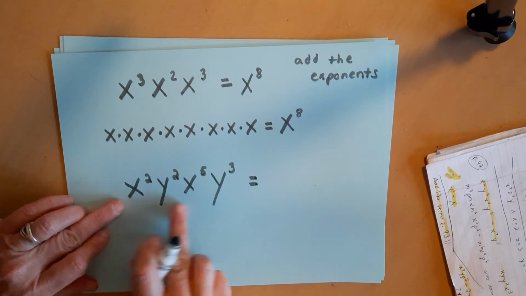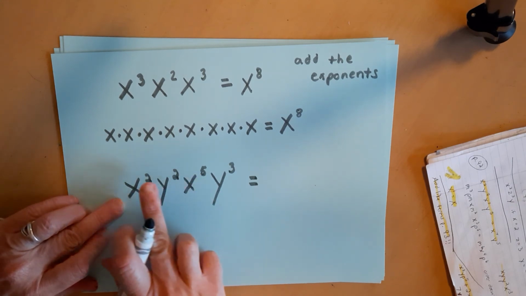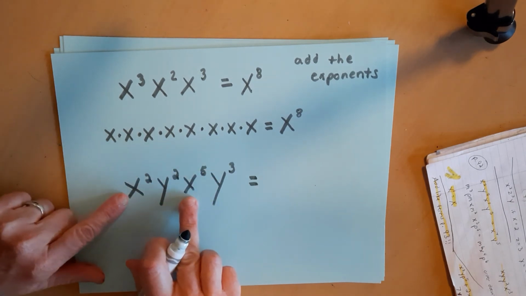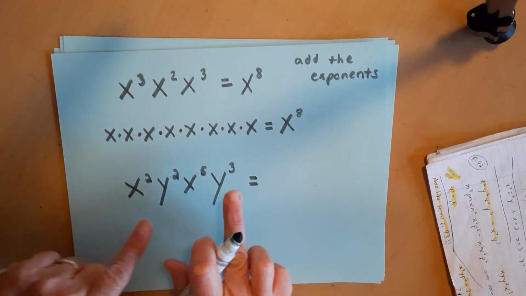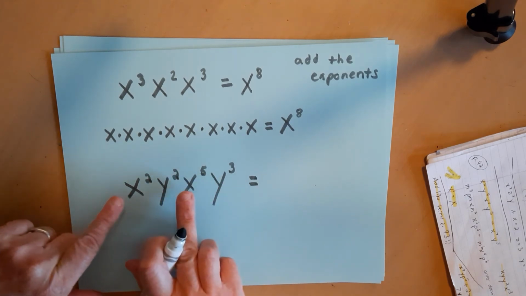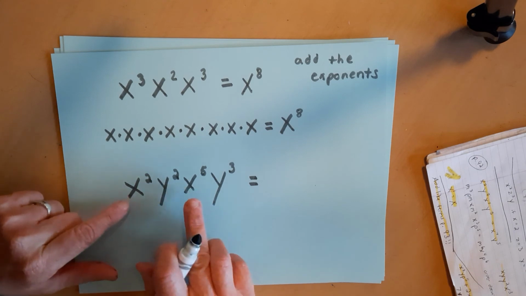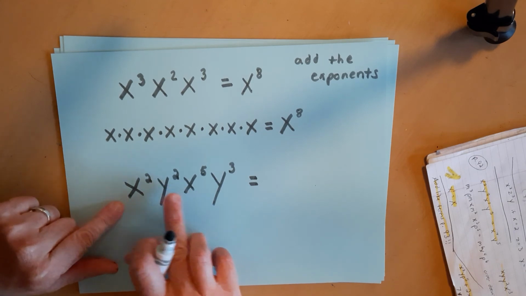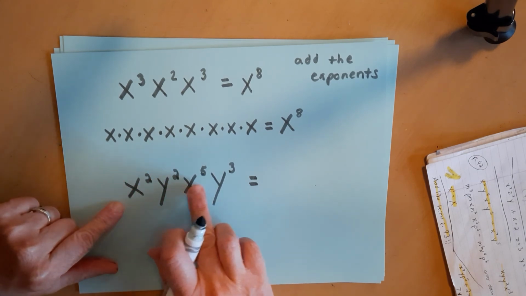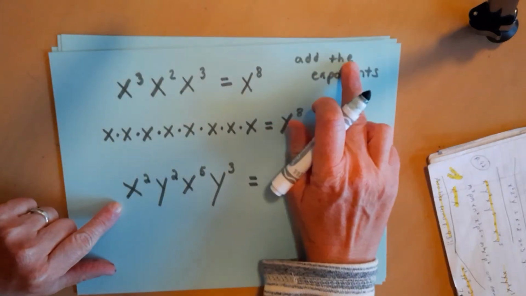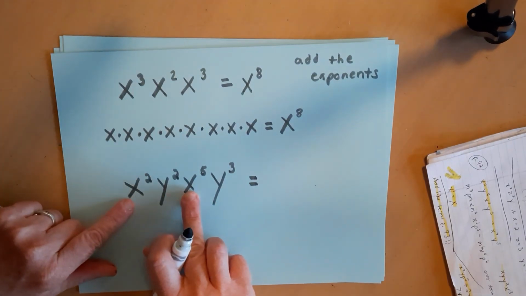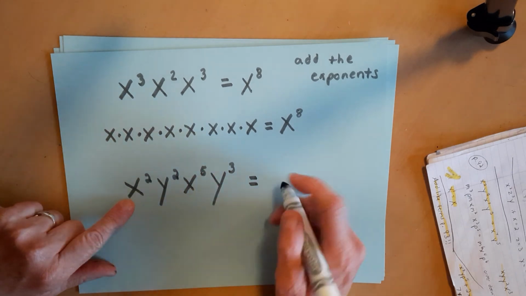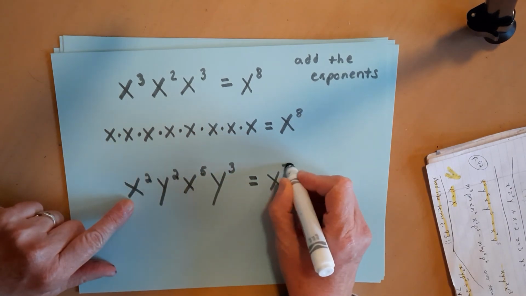You can only add the exponents if the bases are the same. So we can do the base of x and we can do the base of y. The base of, I said 6, I meant to say x. The base x, we have x squared times x to the 5th. Remember, we add the exponents if the bases are the same. So x squared times x to the 5th is x to the 7th.